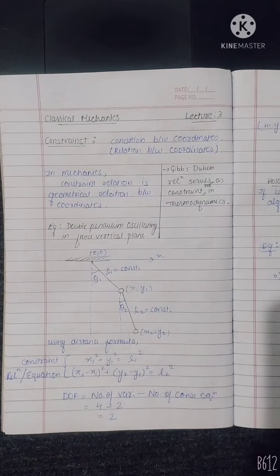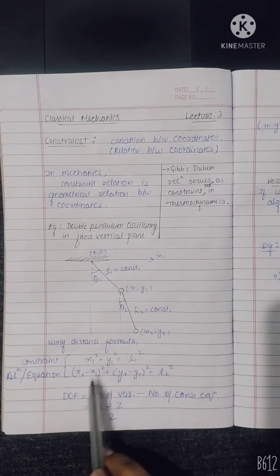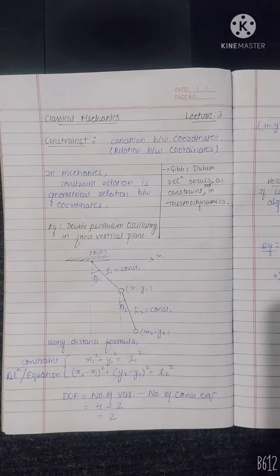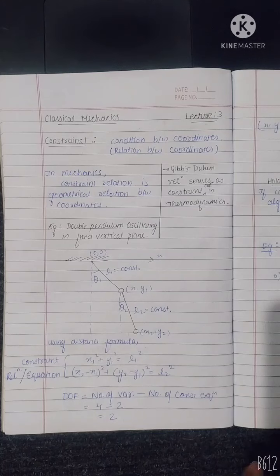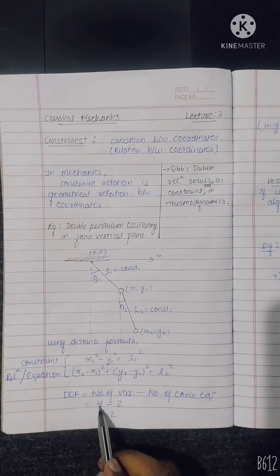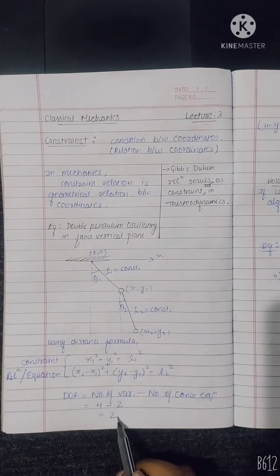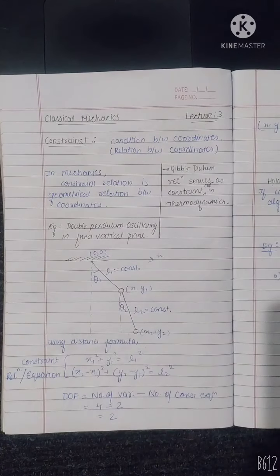Now what is the number of variables used? The variables used are x1, y1, x2 and y2, that is 4. So what do we get from here? The degree of freedom is the number of variables minus the number of constraint equations, as we already know from our previous videos. So the degree of freedom is equal to 4 minus 2, that is 2. So the degree of freedom for a double pendulum is 2. It has two constraint equations.